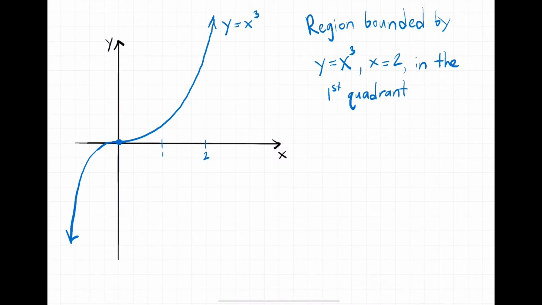We also want to draw the line x equals 2. That's a vertical line right here. Here is x equals 2, just like this. So the region we want is the region that's bounded by these curves and in the first quadrant. That's just this portion here, a bit like a triangle with a sunken hypotenuse.